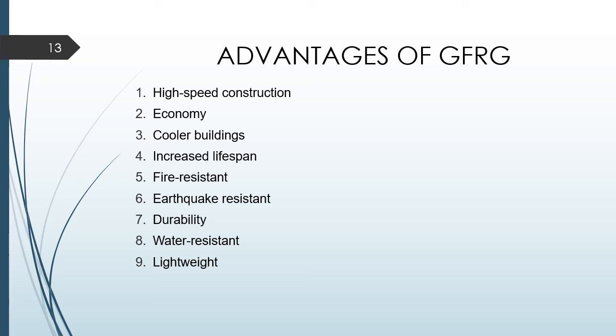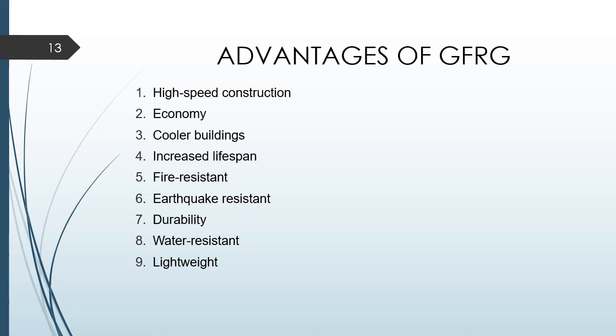Cooler buildings. We know that conventional materials like concrete heat up the building, but GFRG panels can help in making the building cooler by decreasing the temperature by about 4 degrees Celsius when compared to conventional concrete. Increased lifespan. The lifespan of a conventional home is only about 40 to 50 years, but the buildings constructed using GFRG panels can have a lifespan of about 80 to 90 years.